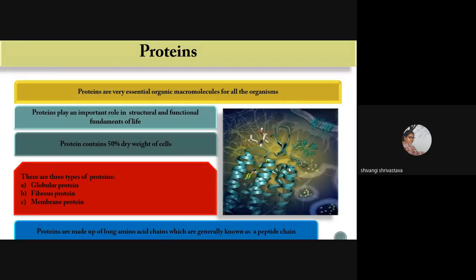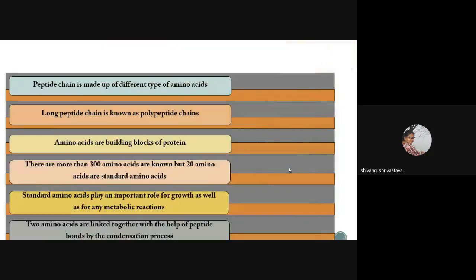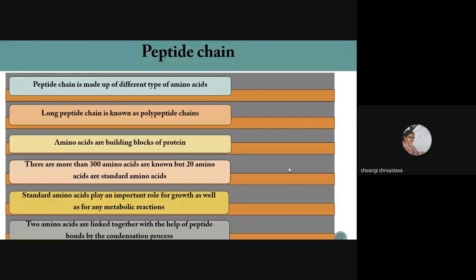And as we all know, proteins are made up of long amino acid chains, which are generally known as peptide chains. So here is a brief description of the peptide chain, which is made up of amino acids, and a long peptide chain is also known as a polypeptide chain. Amino acids are the building blocks of protein.